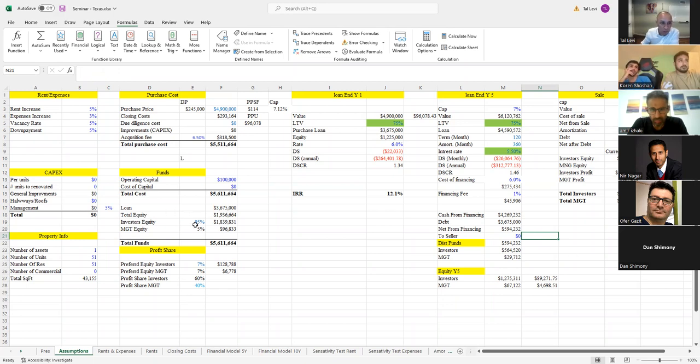Since we split it 95 and 5, the investor is going to get back $564,000 out of the $1.8 million. And we, as the managing partner, are going to get about $30,000. That means they're going to still have $1.2 million in the deal. We're going to have $67,000. Okay?